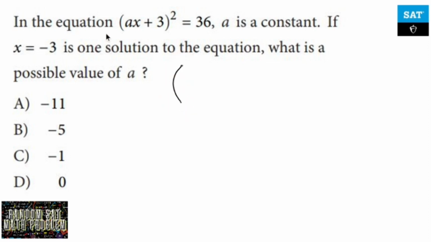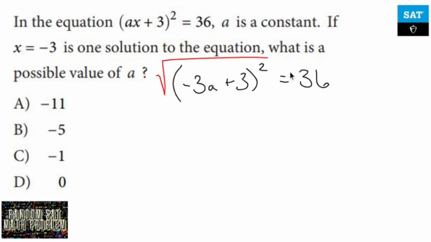Let's plug in negative 3 for x. So I'm going to put a right there, times negative 3, plus 3 squared equals 36. I could FOIL this out, but I'm not going to do that at all. This looks very much like completing the square, and since I see a number over here that's 36, I know that square rooting both sides is going to be very good for me.